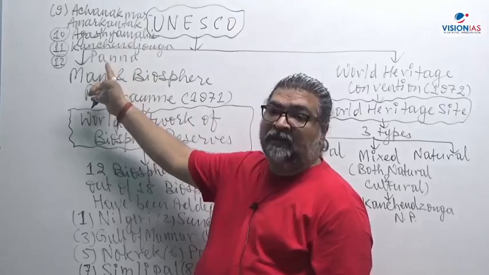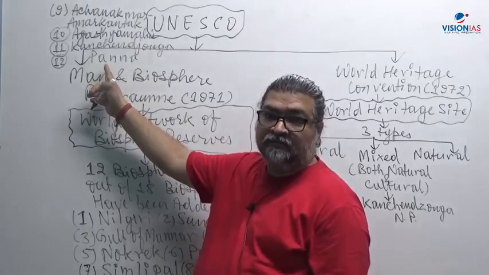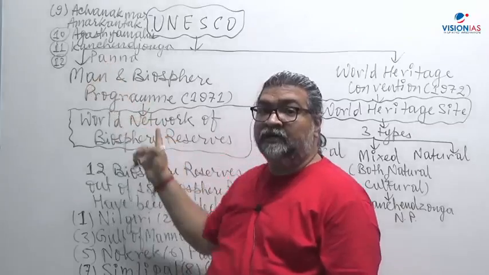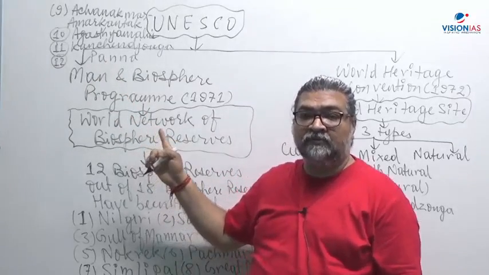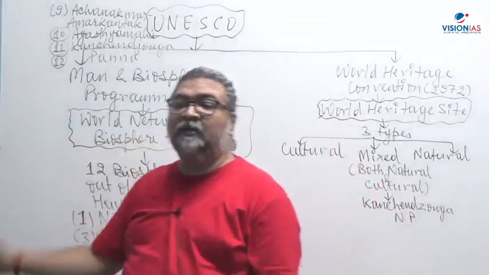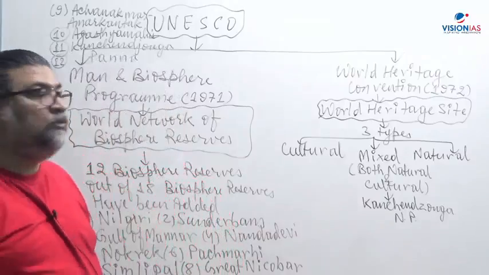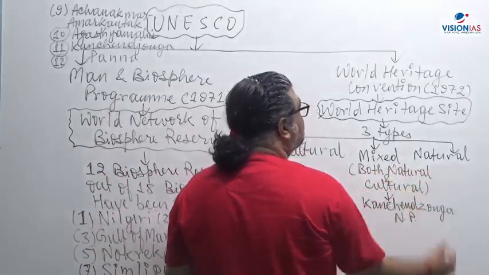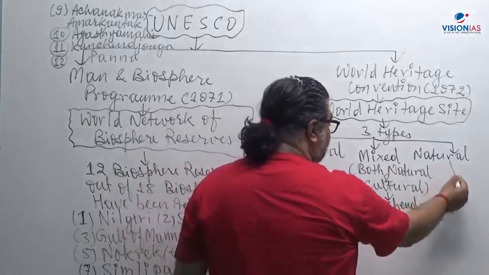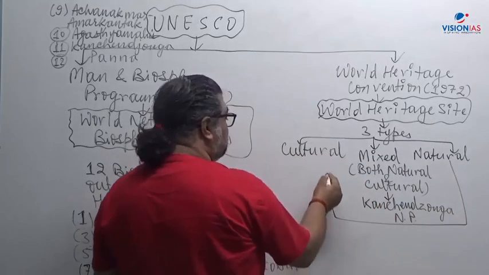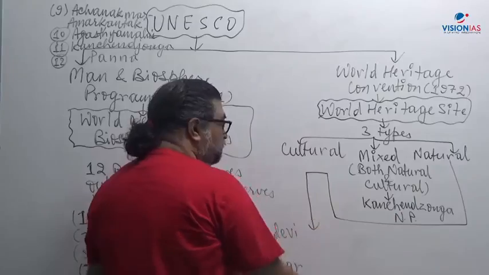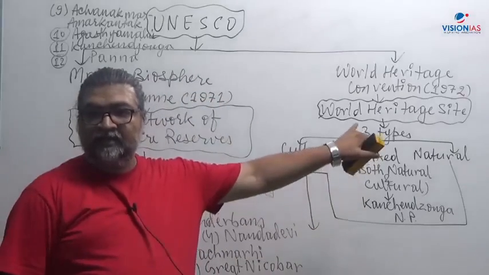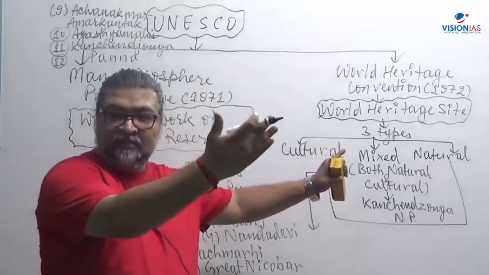And now recently Panna Biosphere Reserve. Panna Tiger Reserve is also there. Panna Biosphere Reserve has now been added into the Man and Biosphere program. Now if you take the natural sites, let me provide you the list of the natural sites under World Heritage Sites. See, this is another program. World Heritage Site is another program.